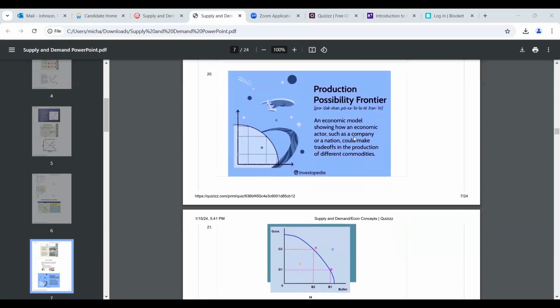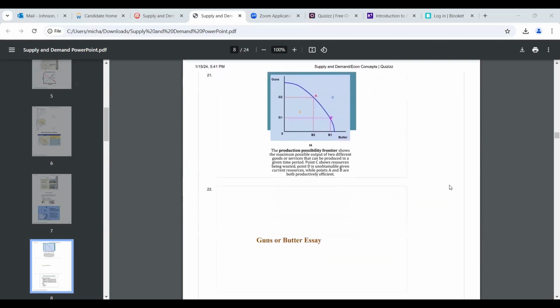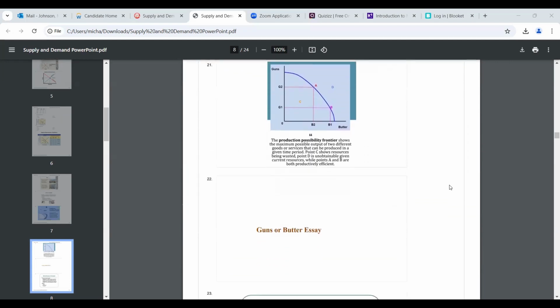So production possibilities frontier is an economic model showing how an economic actor such as a company or nation can make trade-offs in production of different commodities. So I talked about this in a previous class, last class. The production possibilities frontier shows the maximum output of two different goods or services that can be produced in a given time period. So point C shows resources being wasted. Point D is unattainable given current resources, while points A and B are both productively efficient.